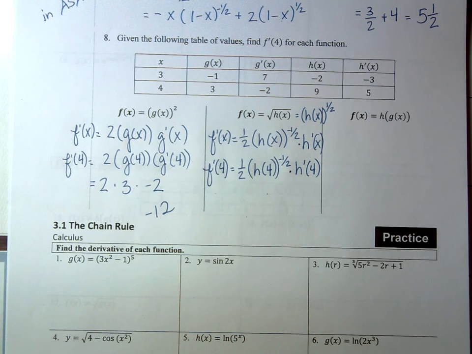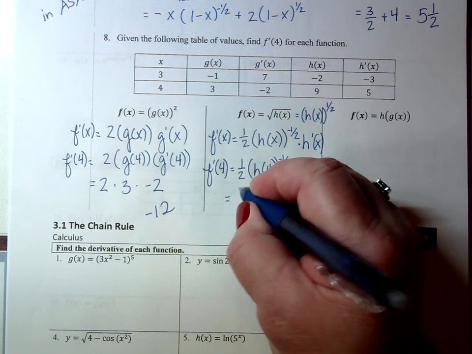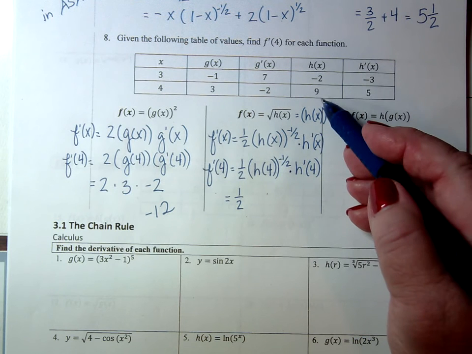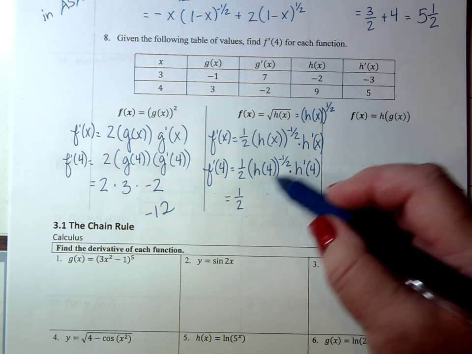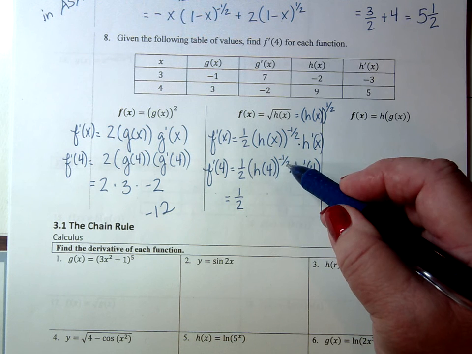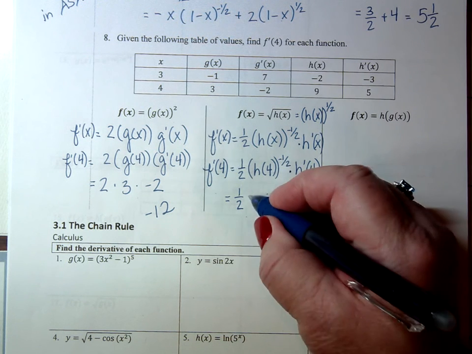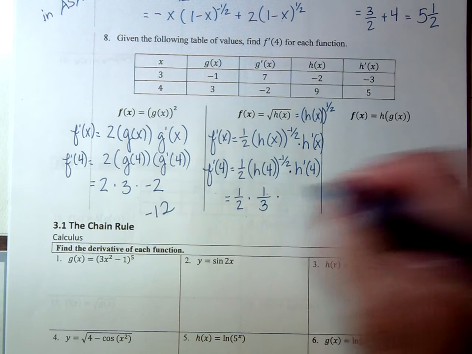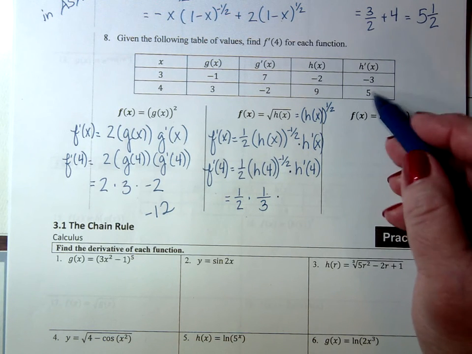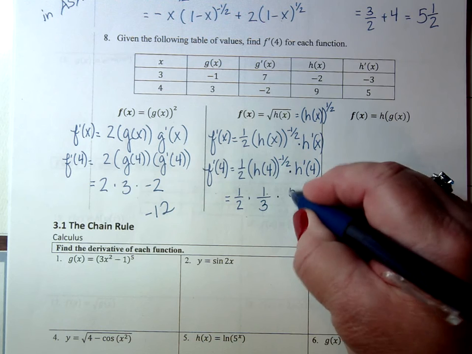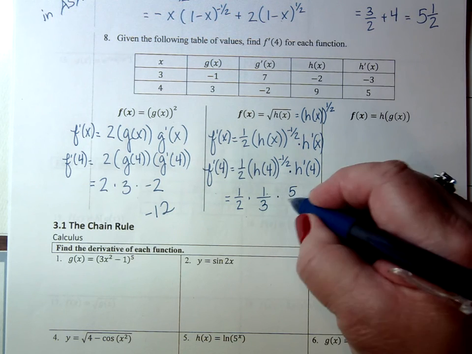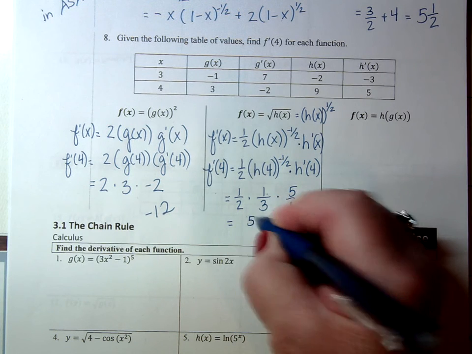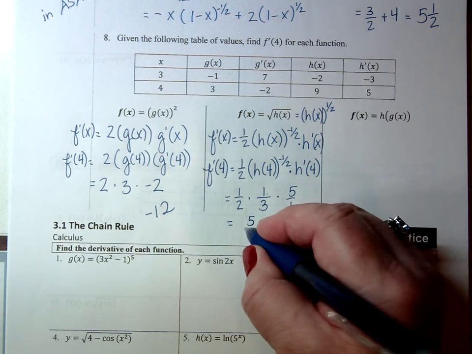So go to the chart. Equals 1/2. H of 4. H of 4 is 9. Okay, cool, 9. The square root of 9 is 3. Negative exponent makes it 1/3. 3 has to be in the denominator. Times h prime of 4, that's a 5. Technically it's a 5 over 1, so when I'm multiplying, 1 times 1 times 5 is 5. 2 times 3 times 1 is 6. And there's my final answer for him.